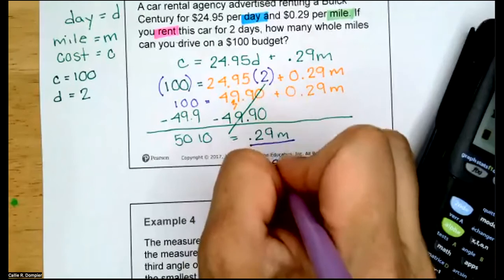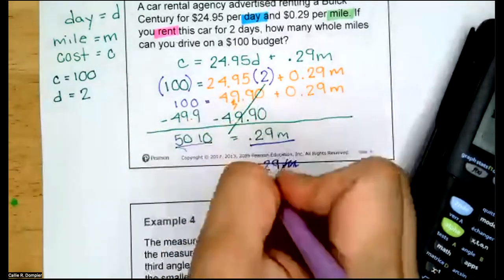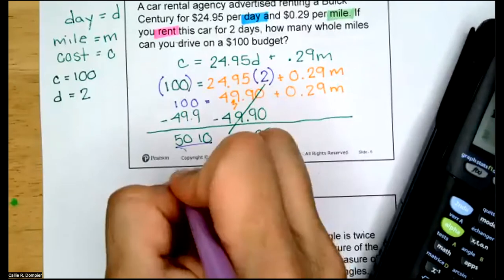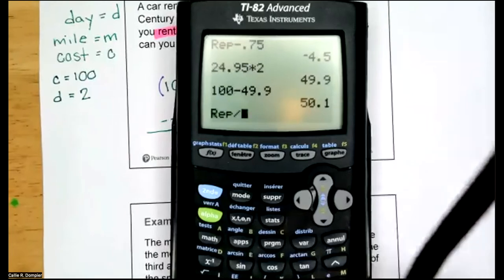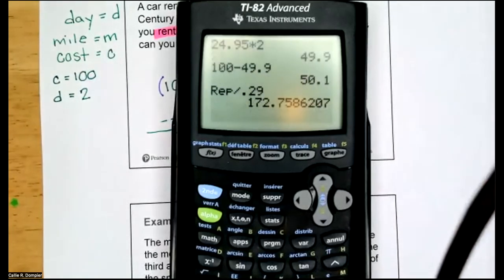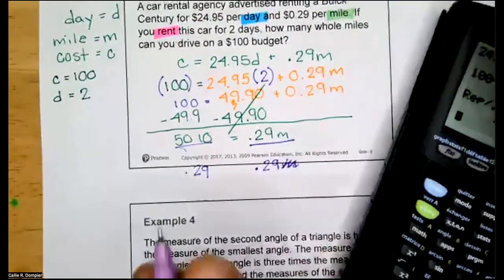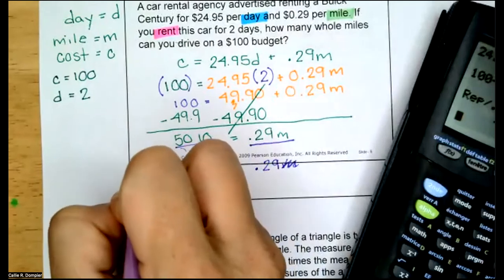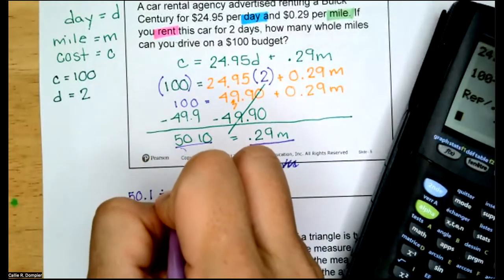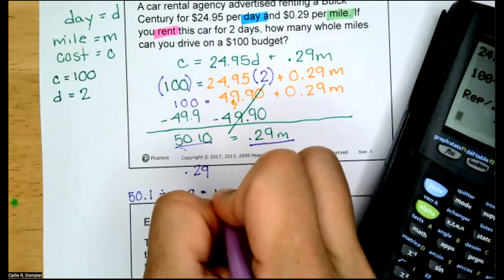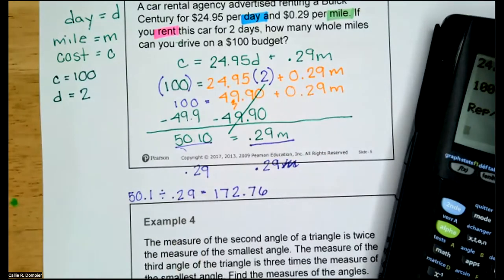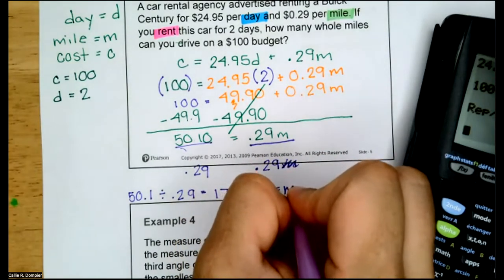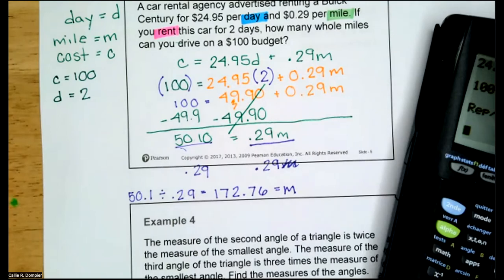So I'm going to take what is being multiplied by the mileage and divide it. So 0.29 M divided by 0.29. Anything I do to this side, I have to do to this side. So 50.1 divided by 0.29 gives me 172.76. So again, that was 50.1 divided by 0.29 gives me 172.76 miles. That's the number of miles I can travel.